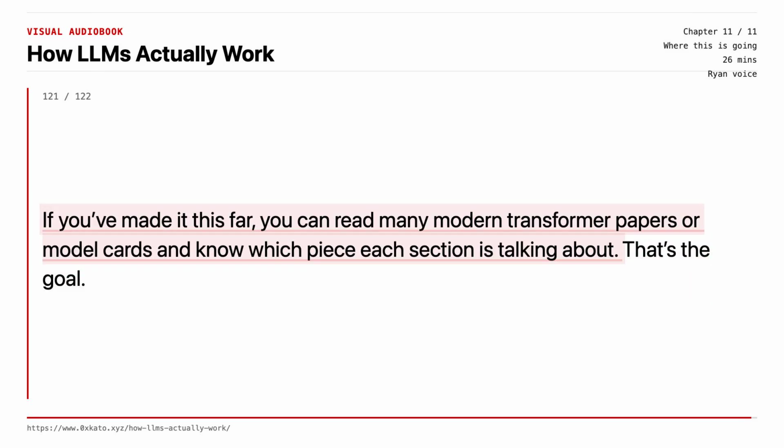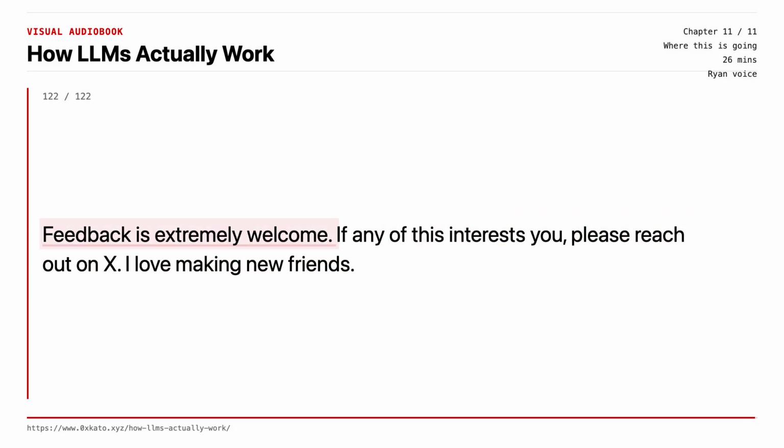If you've made it this far, you can read many modern transformer papers or model cards and know which piece each section is talking about. That's the goal. Feedback is extremely welcome.